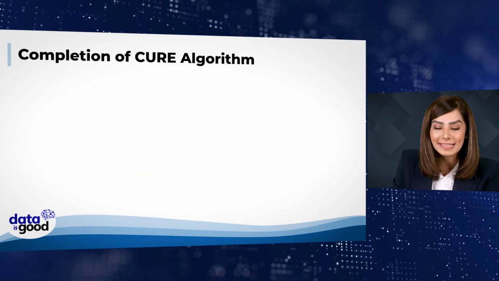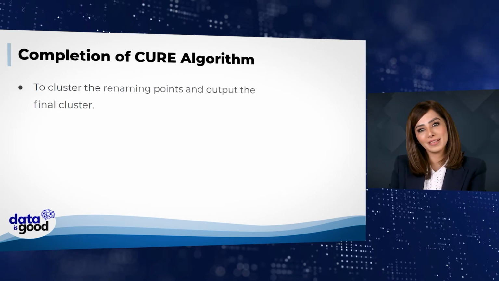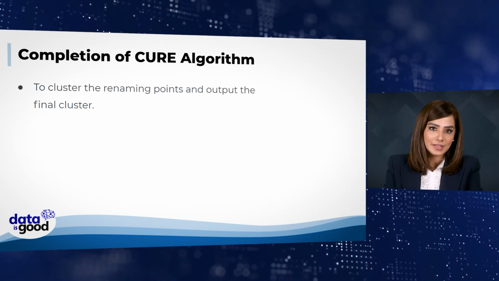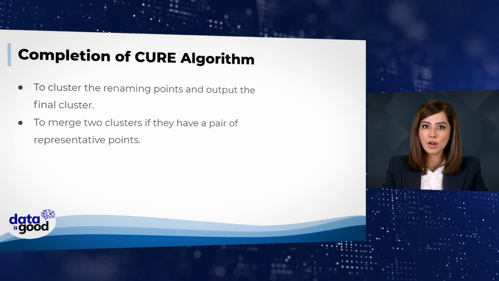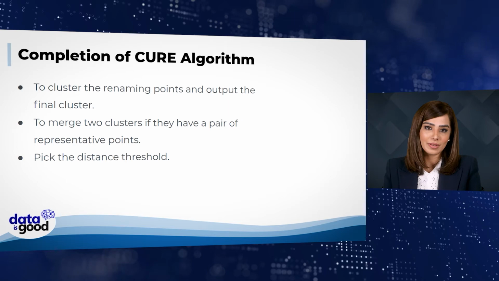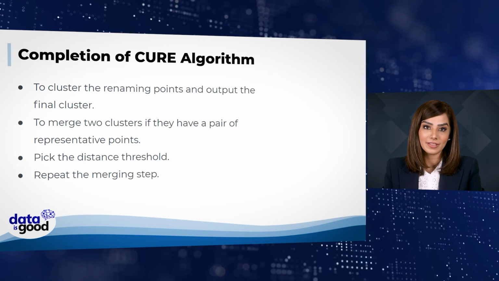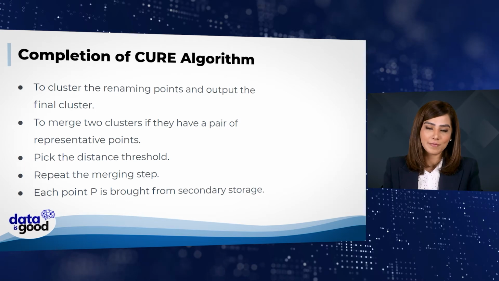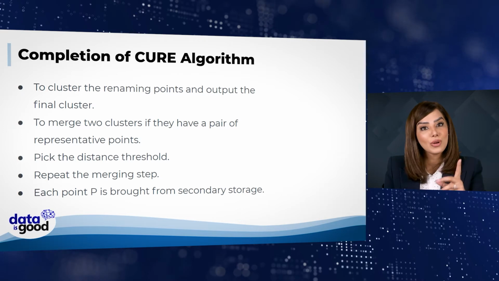And the last one is the completion of the CURE algorithm. Once initialization is complete, we have to cluster the remaining points and output the final clusters. The final step of CURE is to merge two clusters if they have a pair of representative points, one from each cluster, that are sufficiently close. We may pick the distance threshold. We can repeat the merging step until there are no more sufficiently close clusters. Each point P is brought from secondary storage and compared with the representative points. We assign P to the cluster of the representative point that is closest to P.